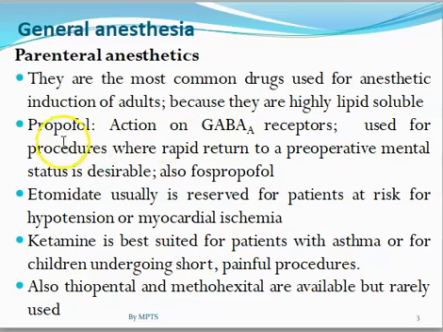We have propofol. It acts on the GABA receptors. By acting on GABA receptors, what do we mean? We are increasing the inhibitory effects of GABA through opening of the chloride channels. It's used in procedures that require rapid return to pre-operative mental status. Etomidate is usually reserved for patients at high risk, with hypertension and myocardial ischemia. Ketamine is best suited for patients with asthma or children undergoing short painful procedures.